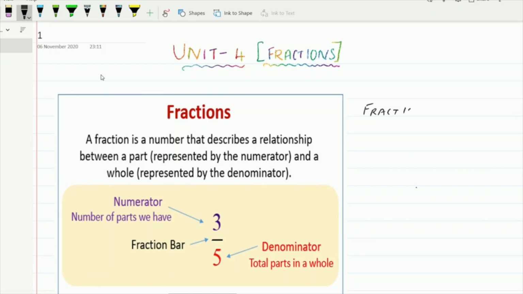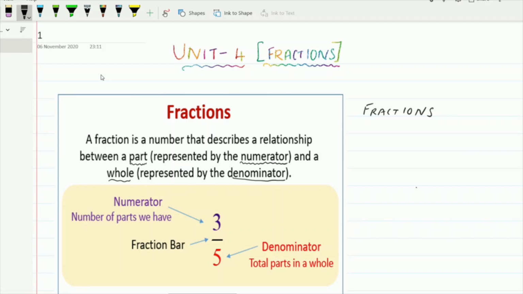So first, what are fractions? It's a number that describes a relationship between a part that is represented by the numerator and a whole that is represented by the denominator. Here you can see the denominator is the whole part, and whichever part we are considering will be the numerator. Here is one example, 3 by 5. It's a fraction in which 3 is the numerator and 5 is the denominator.